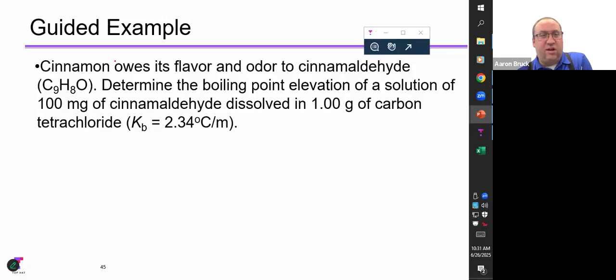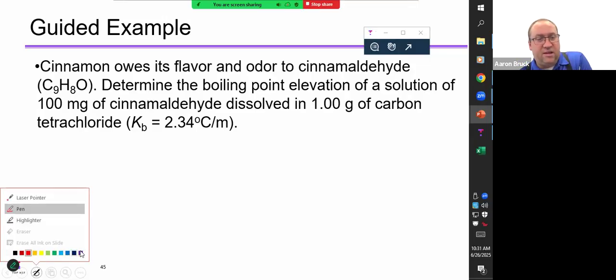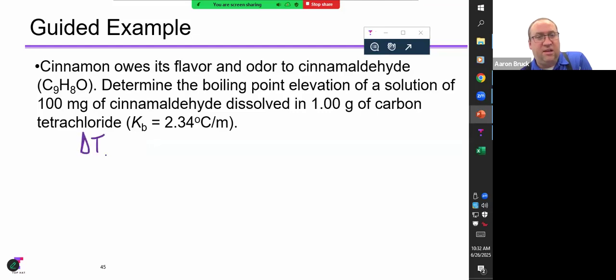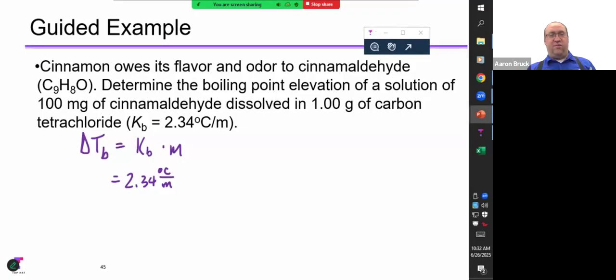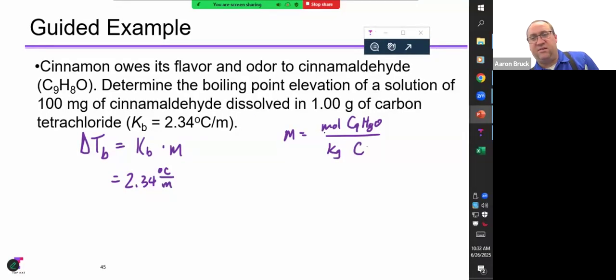So the calculation here is delta T B, the boiling point elevation, is equal to Kb times the molality. Now, Kb, we already know, 2.34 degrees Celsius per molal. That's the value for carbon tetrachloride, the solvent. We need to figure out the molality. For molality, we need moles of cinnamaldehyde divided by kilograms of solvent, which would be the carbon tet, CCl4.